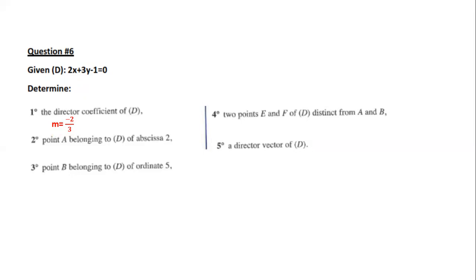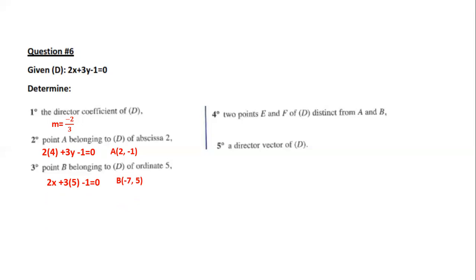How can I find a point A that belongs to D and has abscissa 2? I just replace x with 2, and I find y, which is minus 1. So point A is (2, minus 1). And point B also belongs to D, but with ordinate 5. In this case, I'm going to replace y with 5. As you see, x is going to be minus 7, and point B has coordinates (minus 7, 5).